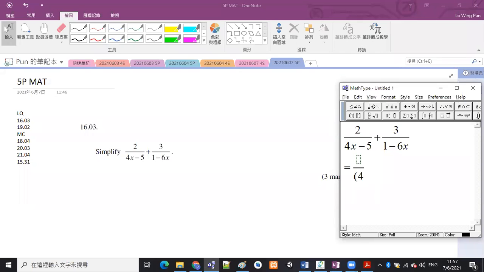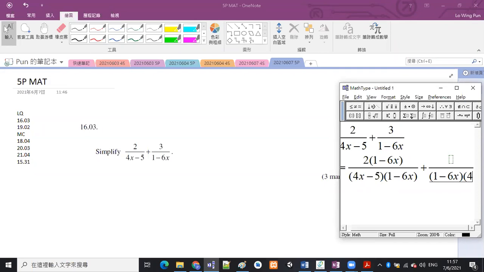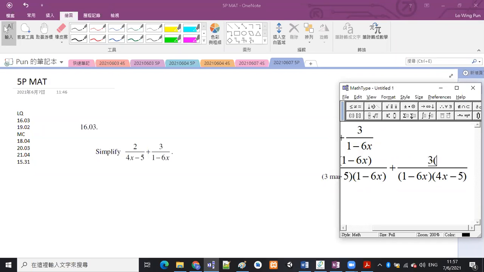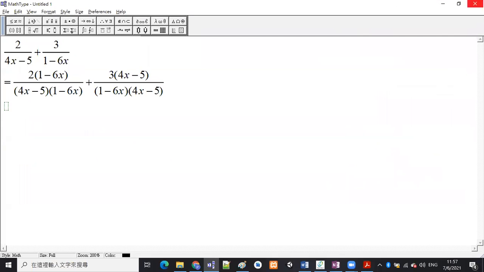Then the new denominator will be just multiplying the factor that it does not have. Originally, we have 4x minus 5, but the first fraction does not have 1 minus 6x. So you just multiply 1 minus 6x to the top and to the bottom at the same time. Plus the second fraction, originally I have 1 minus 6x, but I do not have 4x minus 5. So just multiply 4x minus 5 to both the top and the bottom. Can you get this? Okay, so just like this.